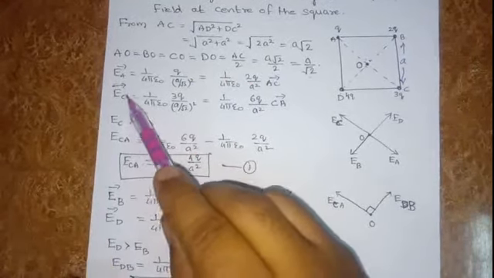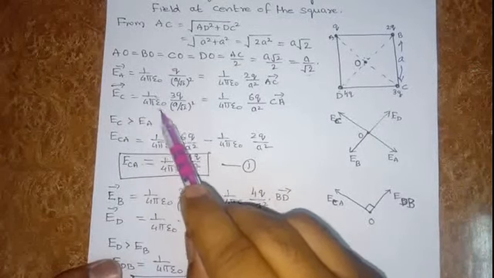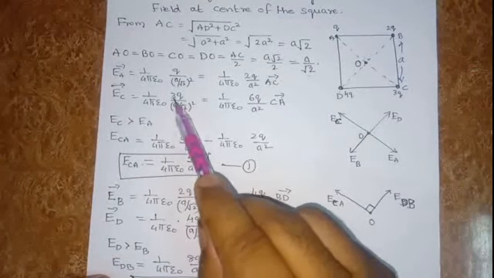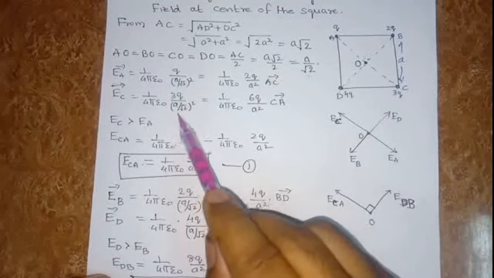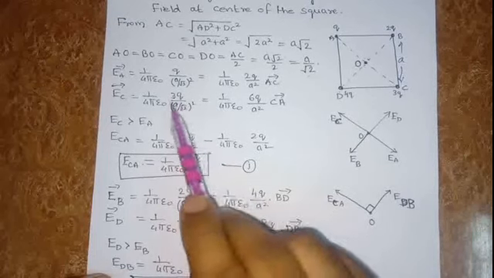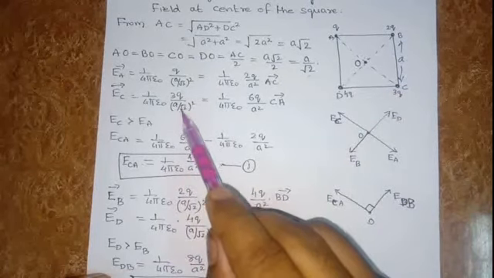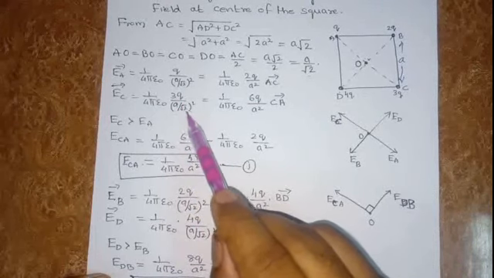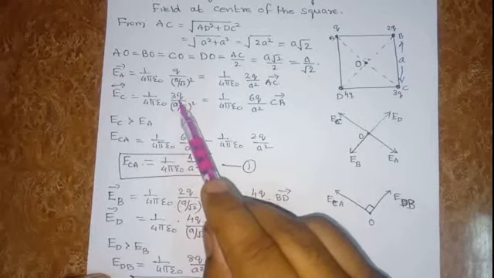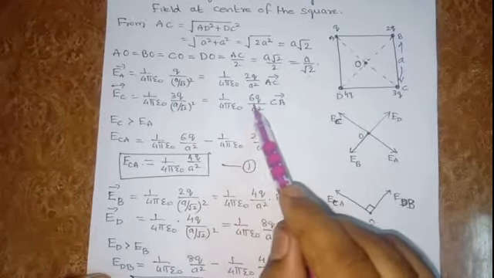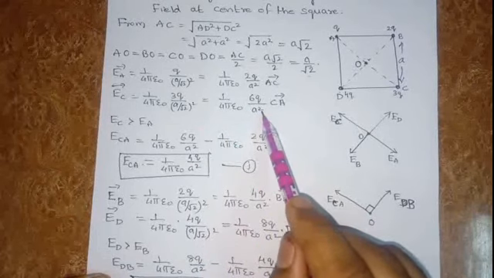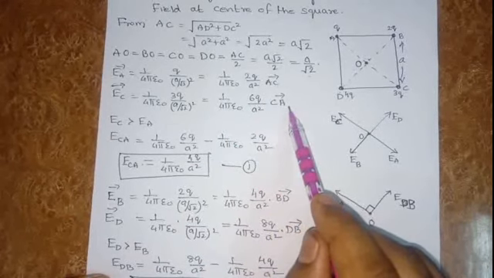Similarly, the electric field due to charge at C is 1 by 4 pi epsilon 0 3Q divided by A by root 2 the whole square. Why does 3Q come? Because the charge at C is 3Q. A by root 2 the whole square can be written as A square by 2. The 2 goes up, therefore it will be 1 by 4 pi epsilon 0 6Q divided by A square, and the direction will be CA.